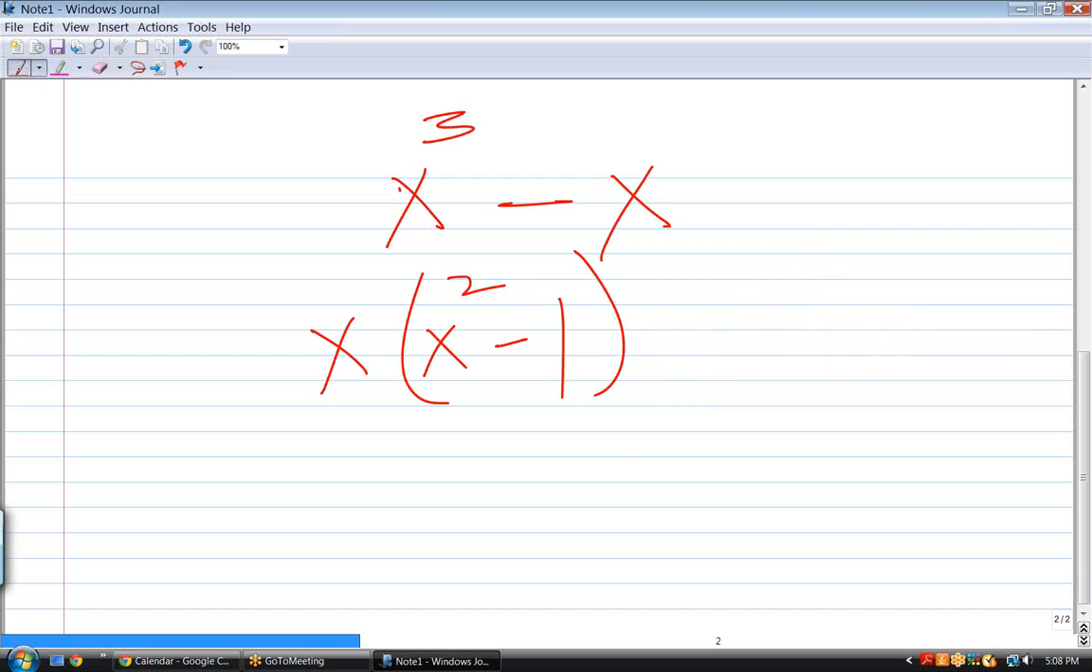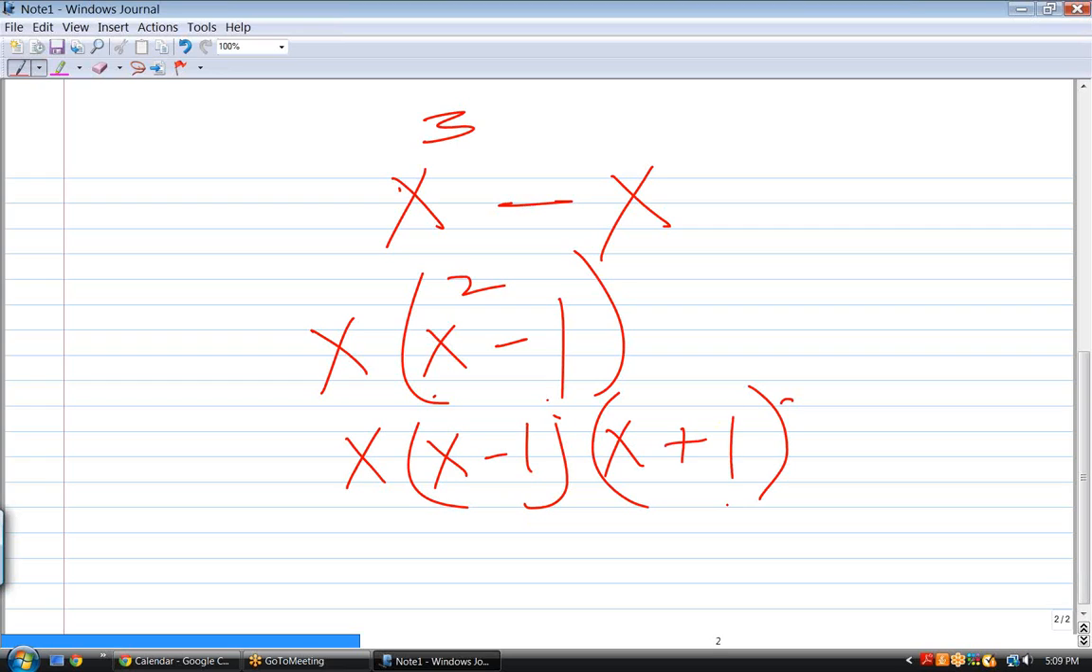Now, is that fully factored? By that I mean, can I factor it more? Can I factor the x squared minus 1? Since you asked, I'm going to say yes, but... Very smart, very smart. Oh, yeah, you can. What is it? So it's x on both sides. And then it's minus and plus, right? Yes. Yep.